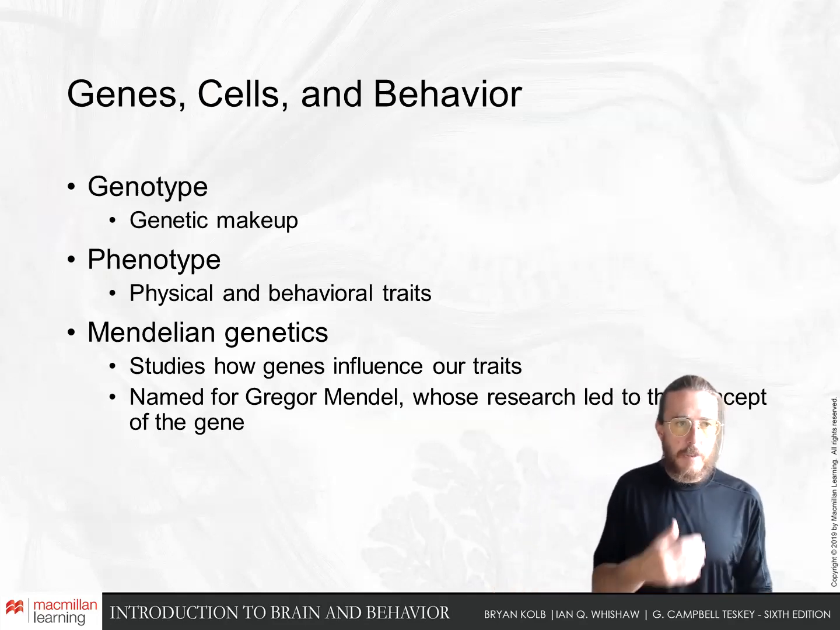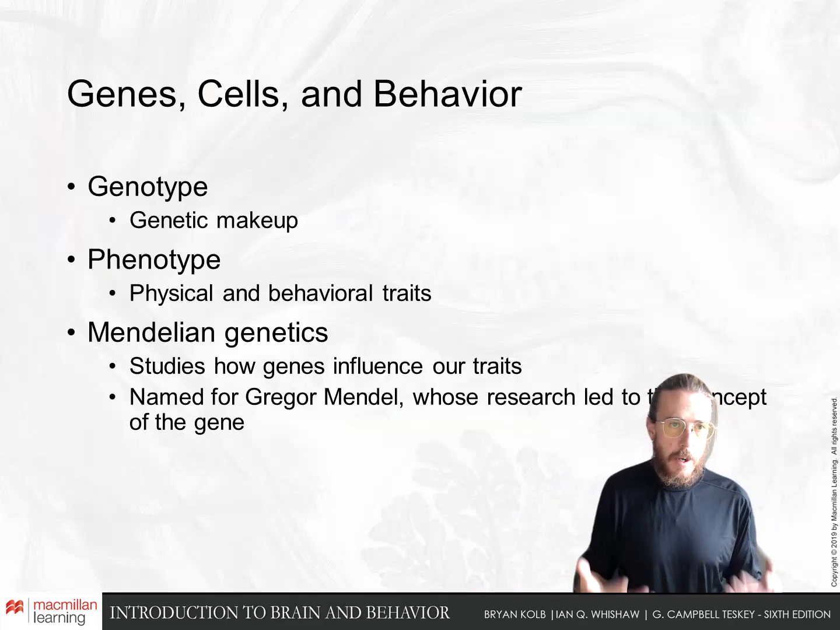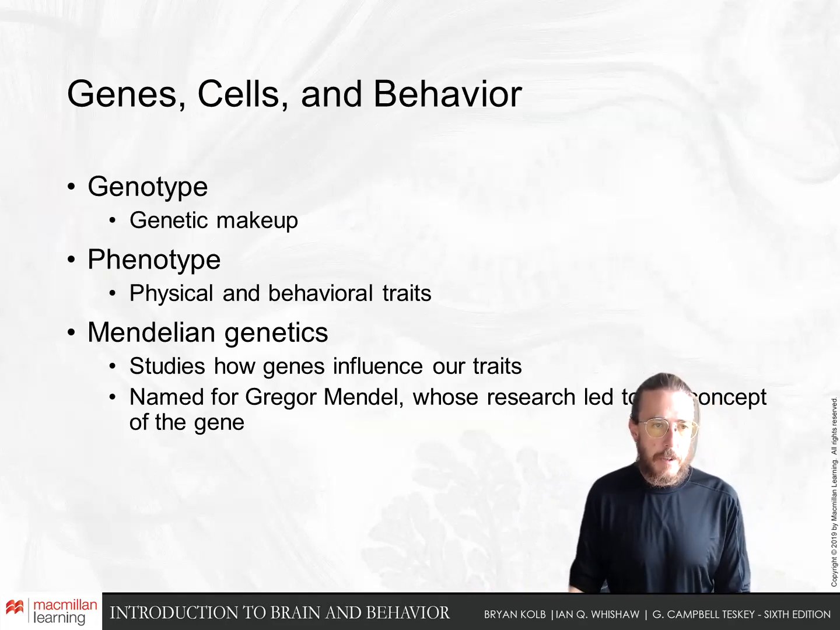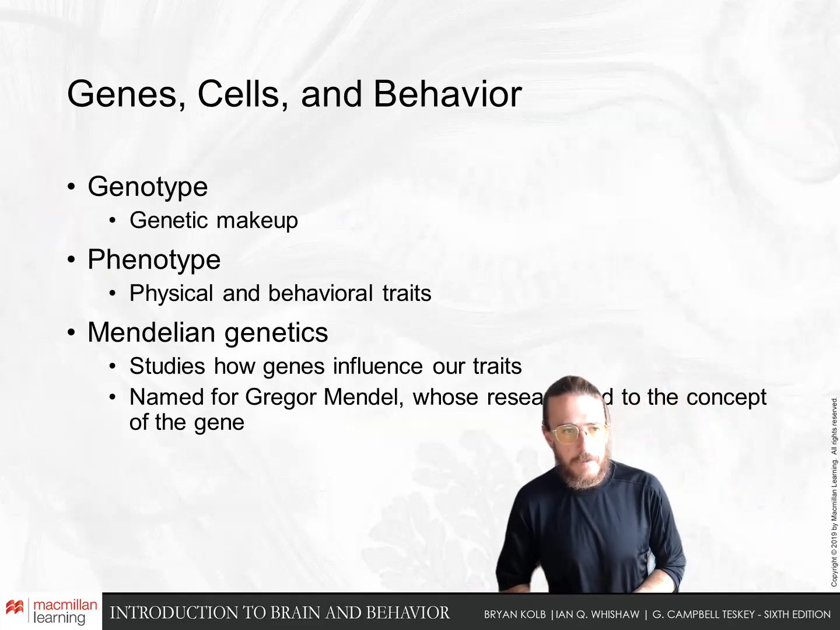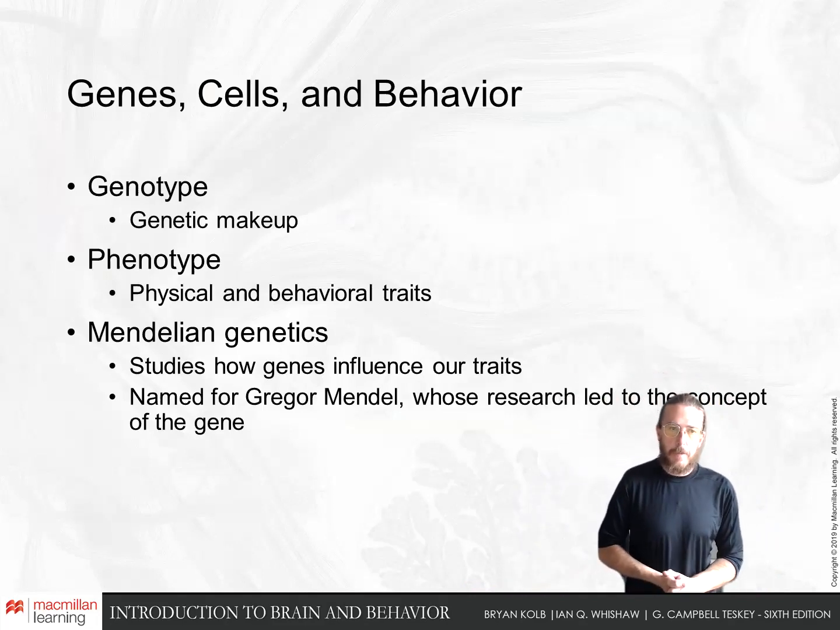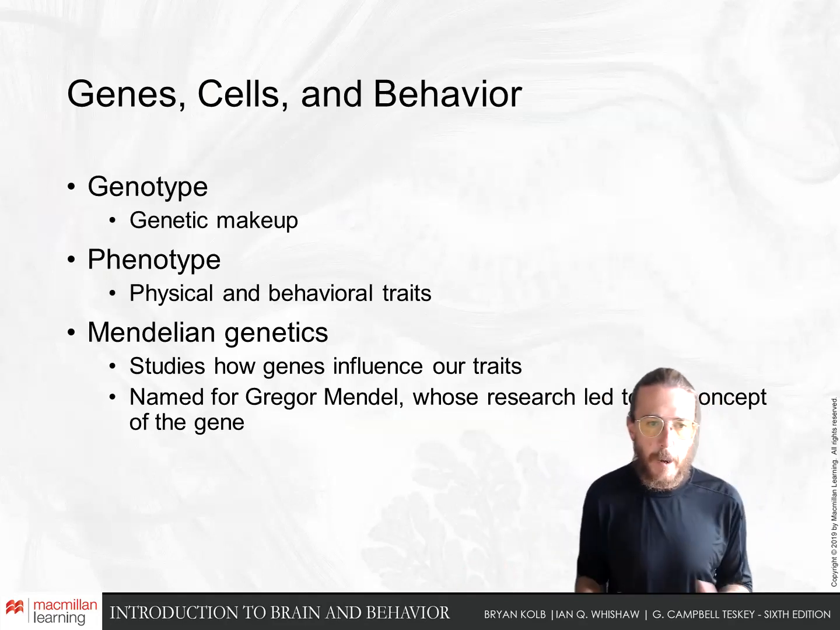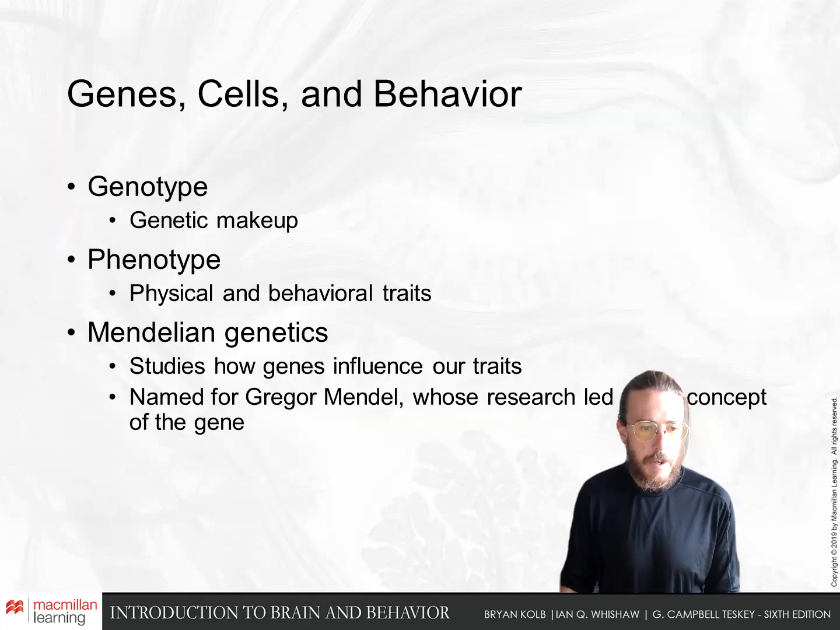A genotype is our genetic makeup, the code we inherited from our parents. A phenotype is the physical and behavioral expression of the traits. We talked about how Mendelian genetics studies how genes influence our traits and how genes from our parents combine together to create our phenotypes.